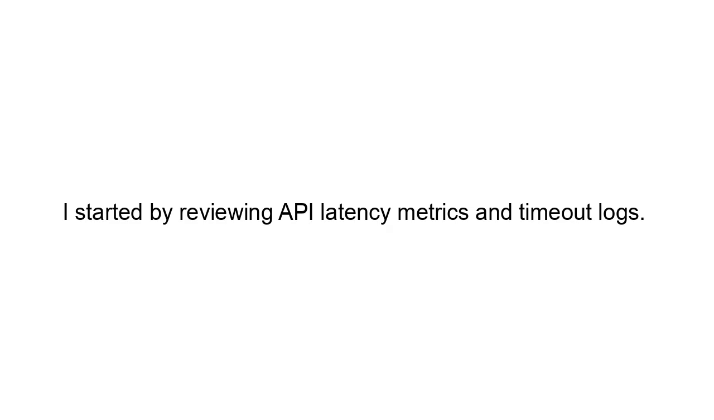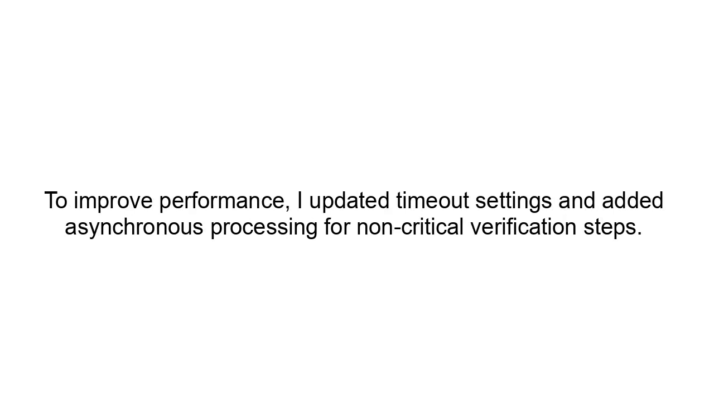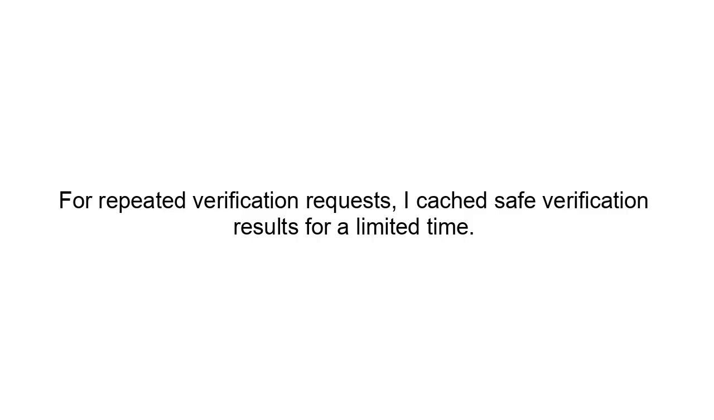Action: I started by reviewing API latency metrics and timeout logs. I found that our application was waiting too long for the external service and blocking request processing. To improve performance, I updated timeout settings and added asynchronous processing for non-critical verification steps. I also implemented a circuit breaker pattern so the application would stop repeatedly calling the external service when it was unhealthy. For repeated verification requests, I cached safe verification results for a limited time.